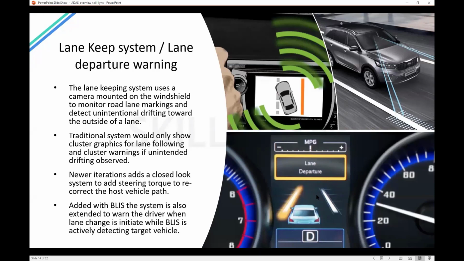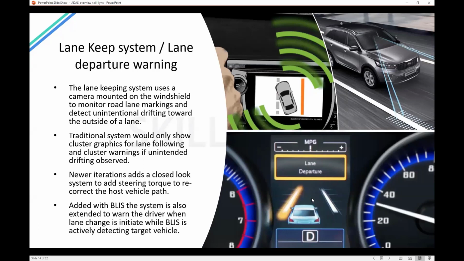And different OEMs have different approaches for this warning. Some OEMs will send out a message on the cluster. Some will also give steering feedback, so there will be a small amount of vibration on the steering to alert the driver that, hey, you are crossing the lane lines. And in some modern cars, we also have a power steering control module, which will give a correction torque to the steering. That means if the car is actually drifting, then the steering will try to turn it automatically and bring it back to the bounds of the lanes.